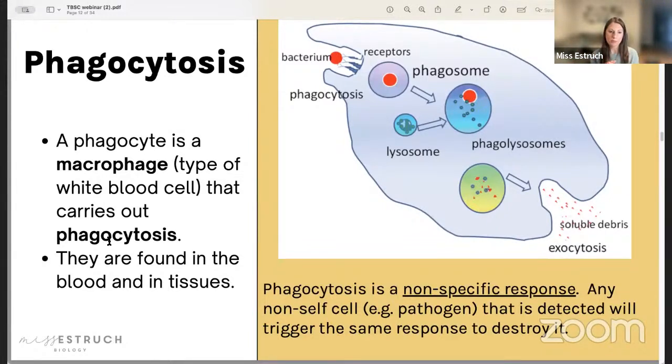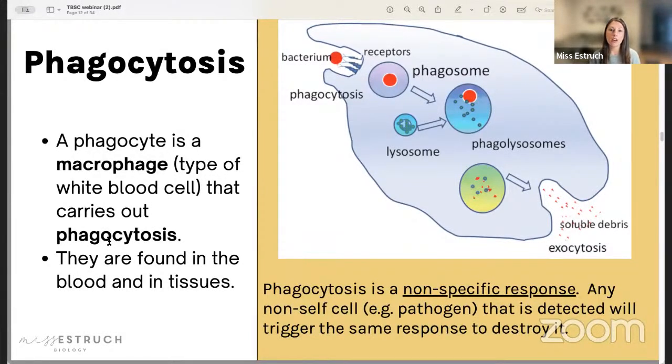I've got a few facts to begin with. So macrophage, which is a type of white blood cell, found in the blood, found in the tissue. And then it says phagocytosis is a non-specific response. Any non-self cells will trigger this response.